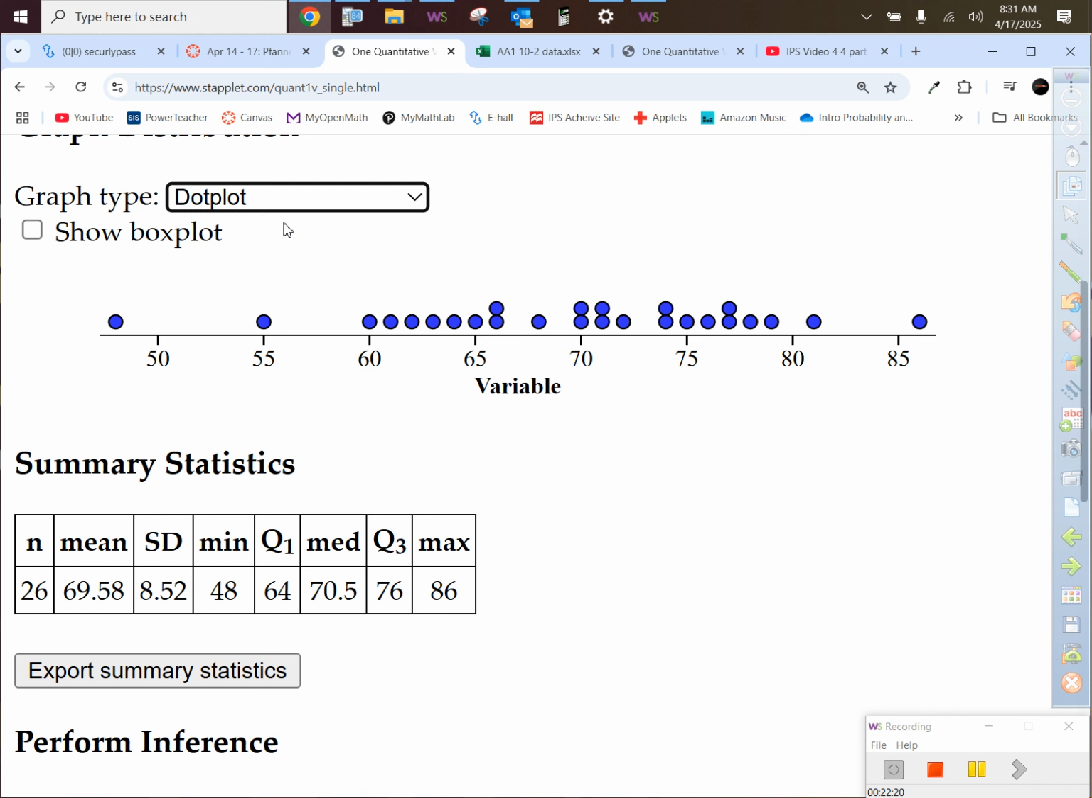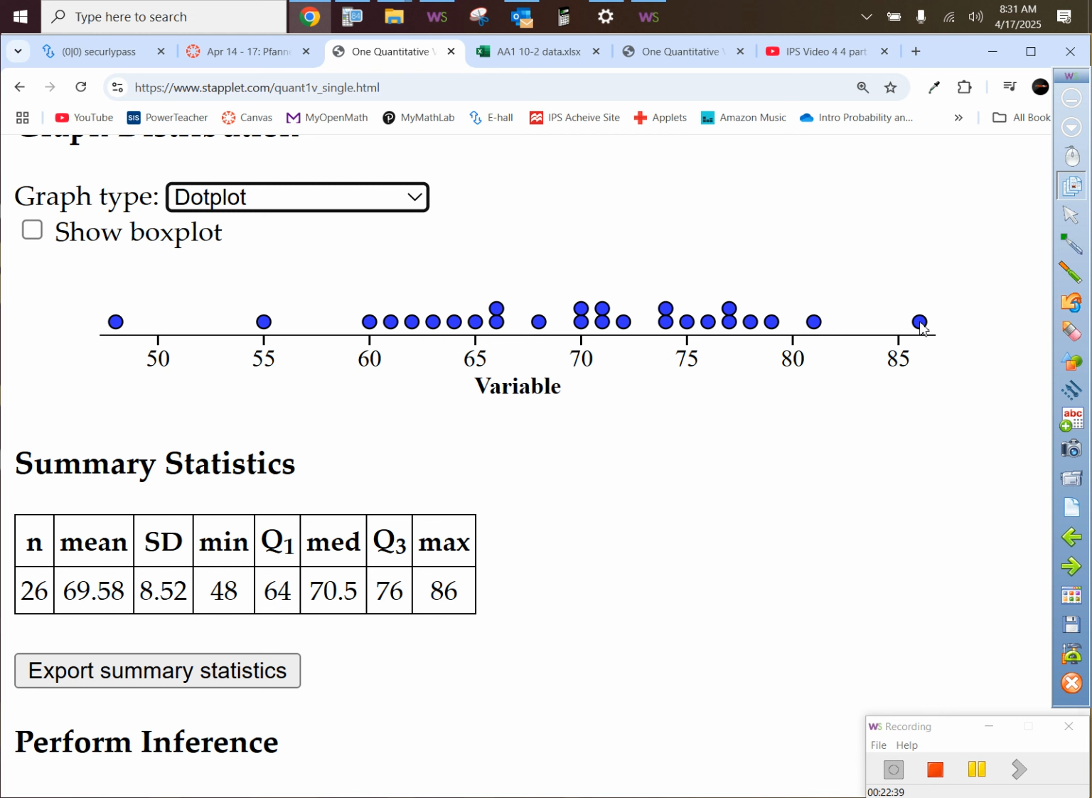Isn't it easier to see the gaps on the dot plot, right? So which ones do you feel would be outliers? You can also do a hover over, and it will tell you what that value actually is, right? So do you feel 48 is an outlier? What about 85? Or excuse me, I guess it's 86. What do you feel about that one? I'd say those are possible.